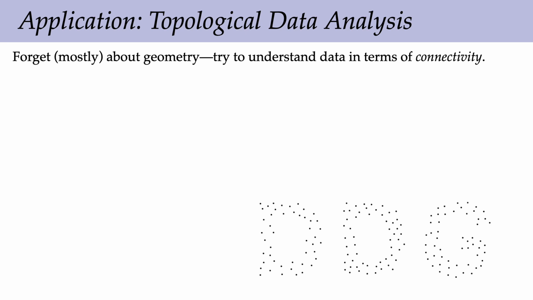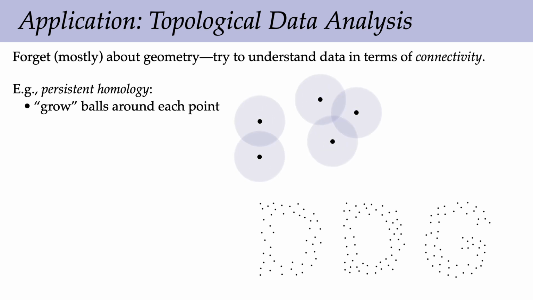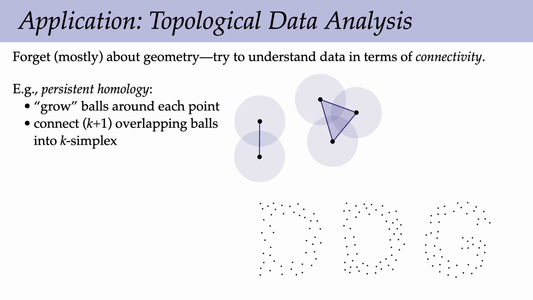So the very rough idea of persistent homology is to say, okay, I've got my points, and I'm going to grow some balls around each point. And then if two balls overlap, I'll connect them by a 1-simplex. If three balls overlap, I'll connect them by a 2-simplex, and so forth. Right? So something like this. These two balls get an edge. These other three balls get a triangle.